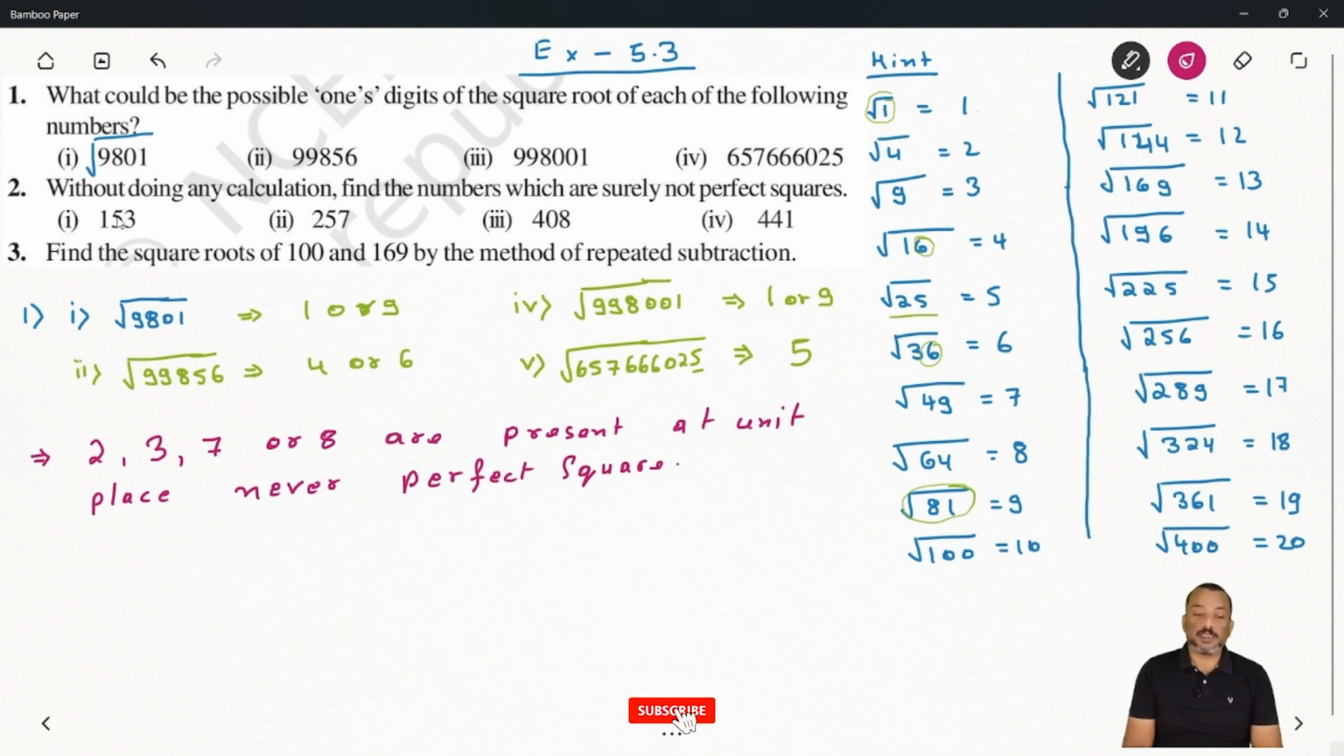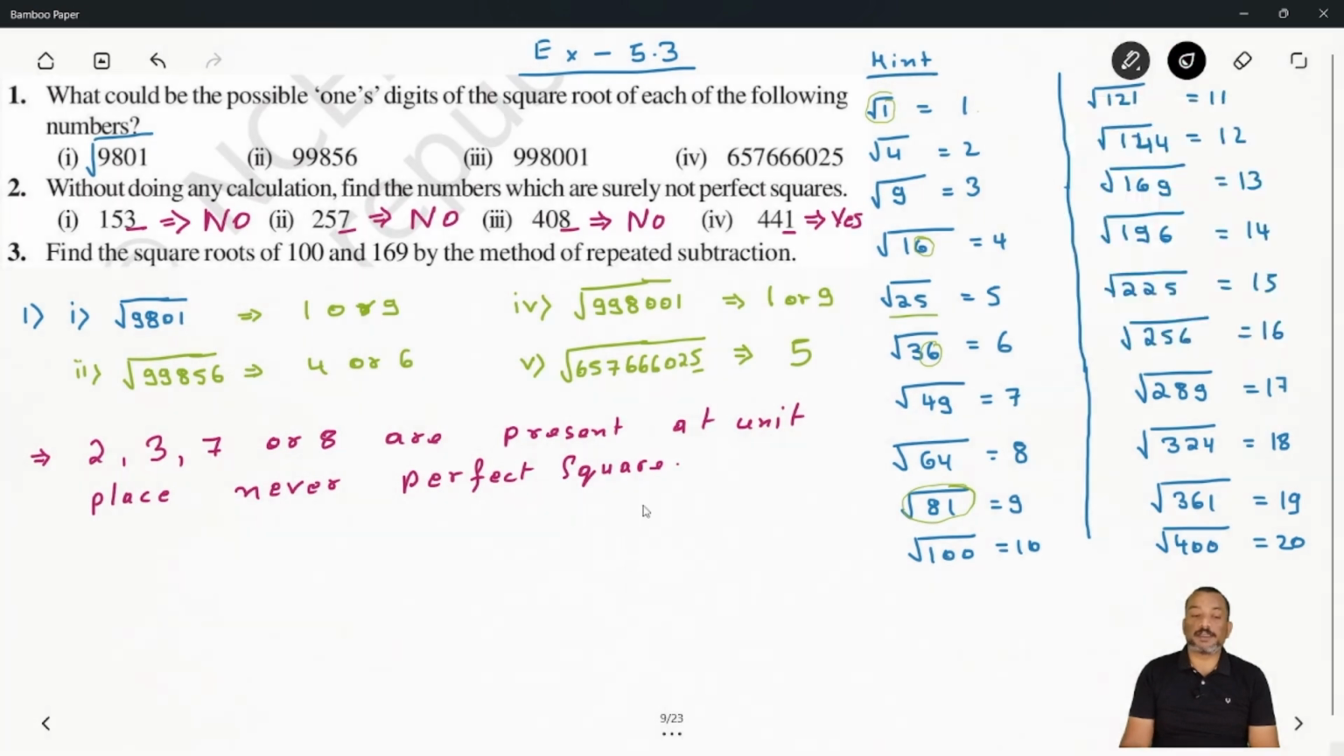You can see here the one's place is 3, so is it a perfect square? No. So we can say this is not a perfect square. Now again the one's place is 7, so is it a perfect square? No. Now again the one's place has 8, so is it a perfect square? No. Now the one's place has 1, which is not among those digits, so we will say yes, this is a perfect square. Okay, hope it's clear. Now question number 3.